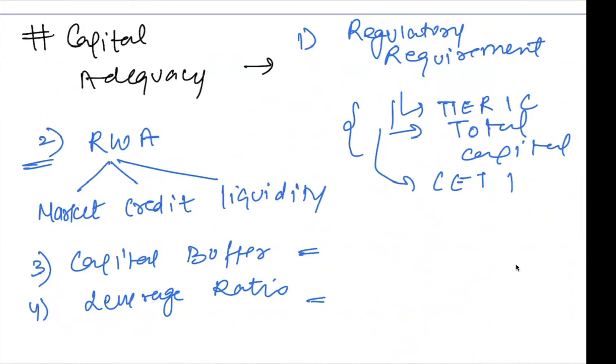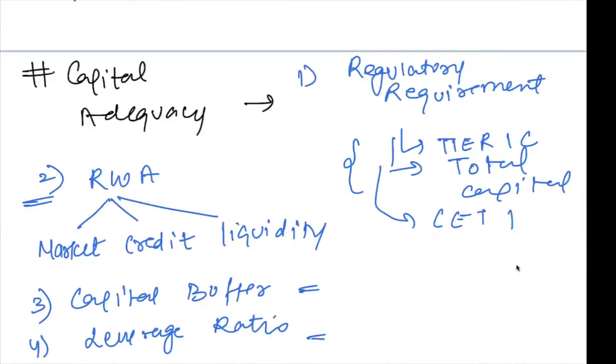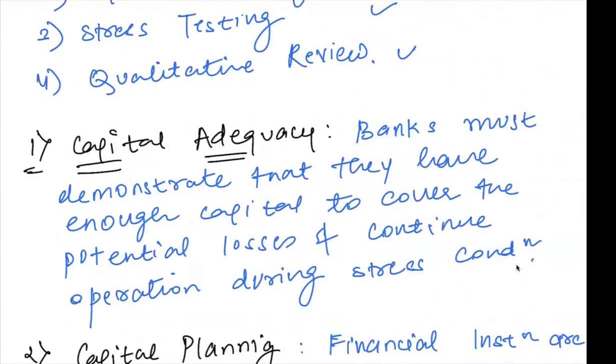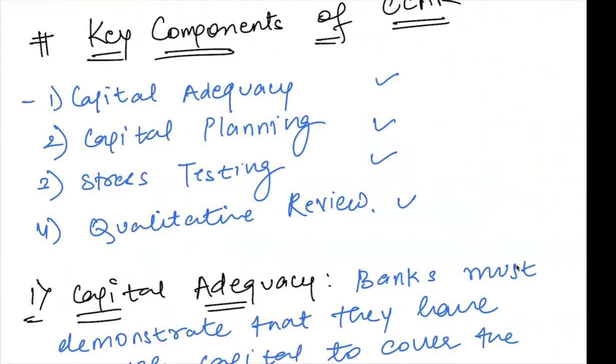But for today's session, I guess we'll do it in 1 hour. Yeah, I just wanted to know where those ratios fall in the components. That was it. So this falls into this component, capital adequacy. Any more questions, guys?